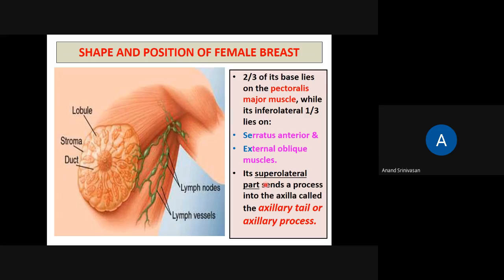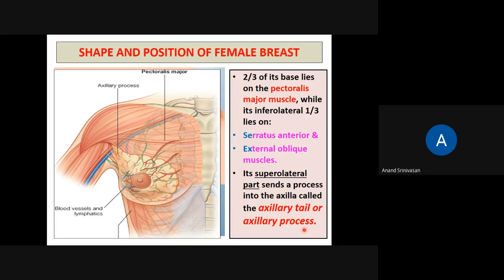All right, don't forget to look into the superior lateral part, which is the axillary tail or axillary process. Any other name for it? Axillary tail of Spence. Some books give the full name, axillary tail of Spence. That will be the full name for it.